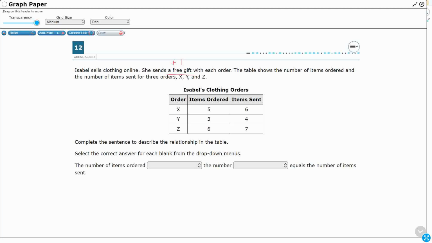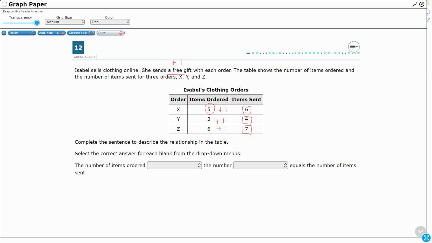And take a look at what's going on here. So someone orders 5, she gets a free gift, sends it to them, so they get a total of 6. Someone orders 3, she sends a free gift, they get a total of 4. Same thing with 6, free gift, total of 7. Right? So how can we represent that in word form here?